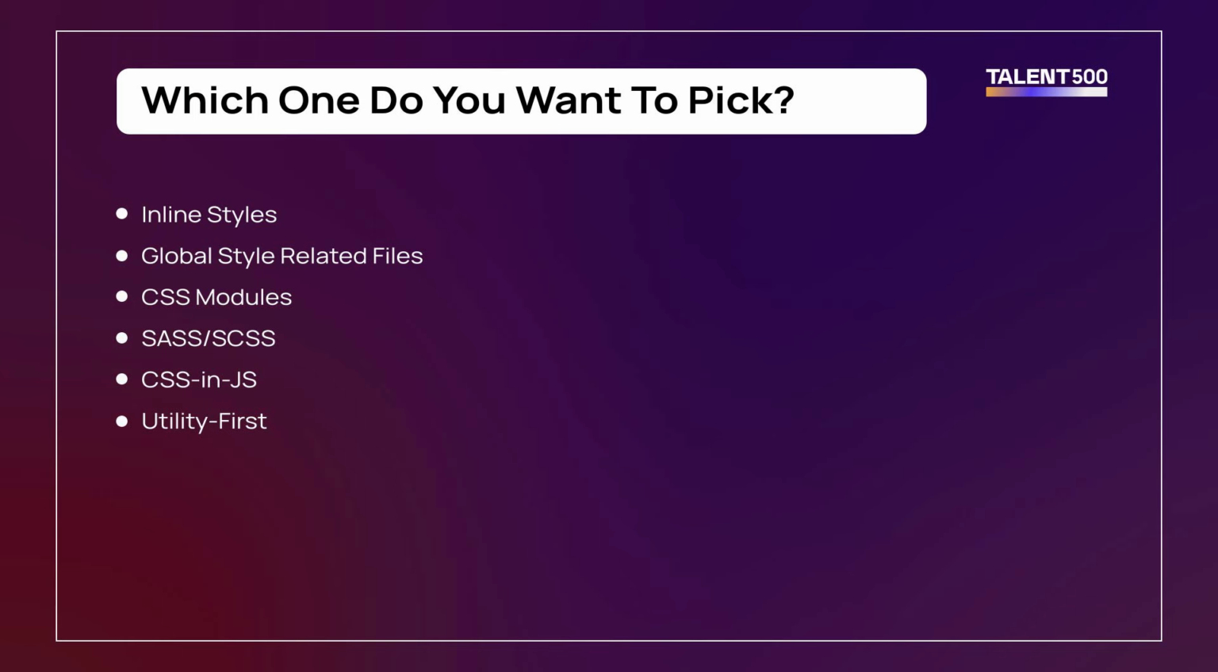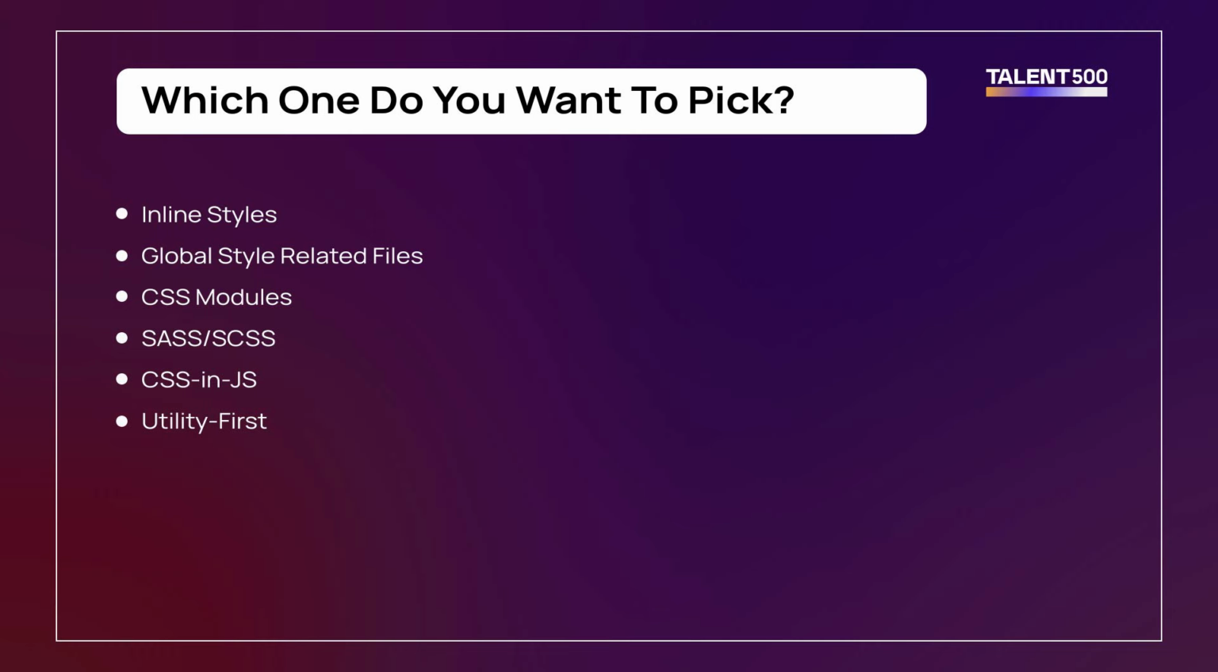And at the end, you also have utility-first approaches. For example, Tailwind CSS is a trendy factor right now. Love or hate, Tailwind CSS is winning the world at this point in time. There might be something else in the future, but right now it is Tailwind CSS. All right, so which one to pick?